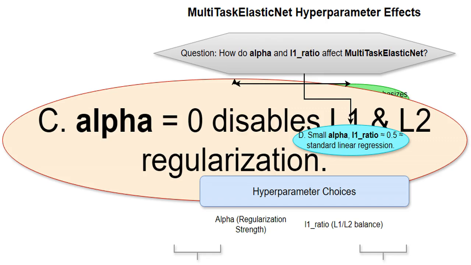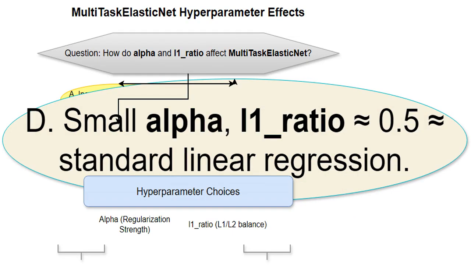Nope, this is false. Setting alpha to 0 means there's no regularization at all. The model becomes a standard linear regression model. No penalty for large coefficients. This is true. With a small alpha, regularization is weak. An l1_ratio near 0.5 indicates a balanced mix of L1 and L2 penalties.